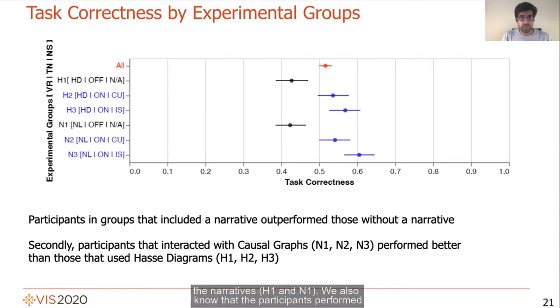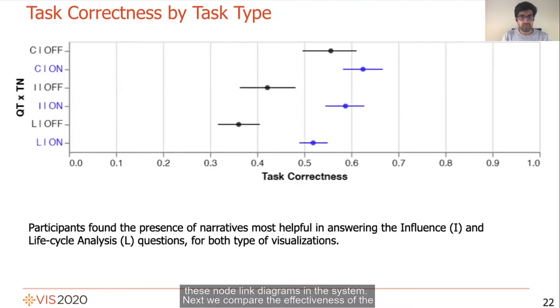We also know that the participants performed better when they were presented with a node link diagram as compared to when they were presented with the Hasse diagram, which encouraged us to use these node link diagrams in the system. Next, we compare the effectiveness of the narratives in answering different question types, that is causality, influence, and life cycle. And although the correctness scores increased for all the three question types when the narratives were turned on, more drastic improvements were seen in influence and the life cycle questions.